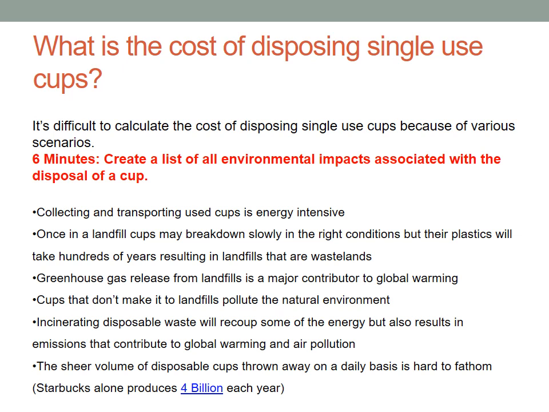The sheer volume of disposable cups thrown away on a daily basis is hard to fathom. Starbucks alone produces 4 billion each year. And that's, again, just trying to think about that for a second. If we consider the global population as being almost 8 billion at the moment, Starbucks as one company is producing enough paper cups that every second person in the entire world could have one, obviously in the year. So what about every other coffee house, every other little shop?